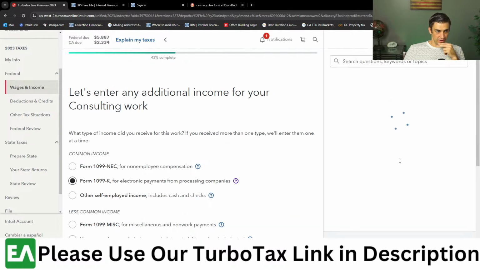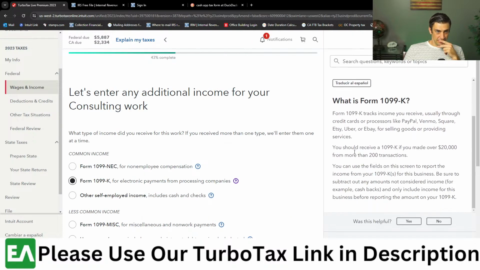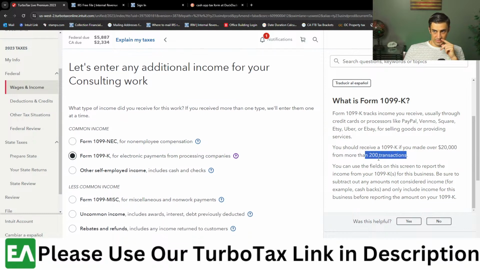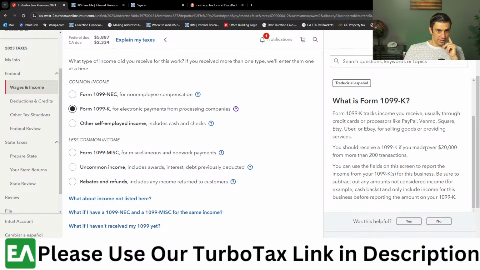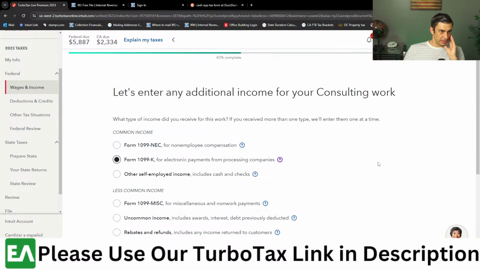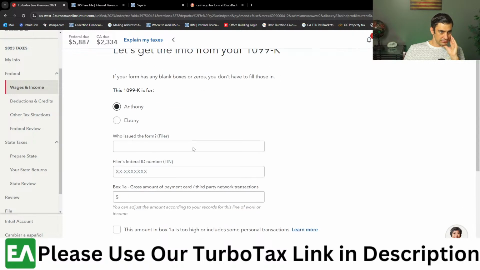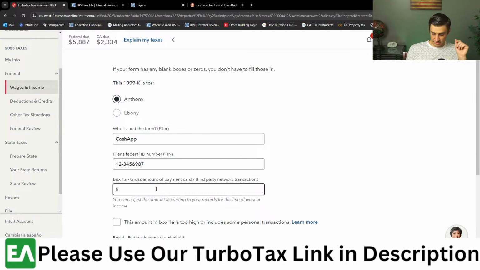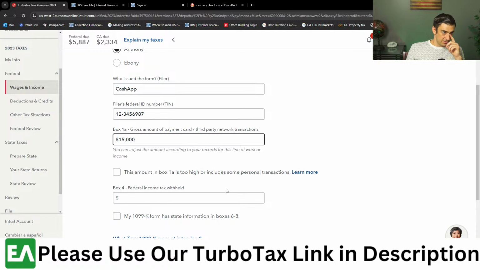Well, let's see what they say here about the 1099-K. More than 200 transactions, right? Okay, or $20,000. So, Sam, you must have had some income here for sure. It's not minimal. Okay. There it is. We got the 1099-K. And who issued this? We'll say Cash App. And whatever their thing is, I don't even know. And let's say we got like 15K from them. Okay. This amount in box 1 is too high or includes some personal transactions.